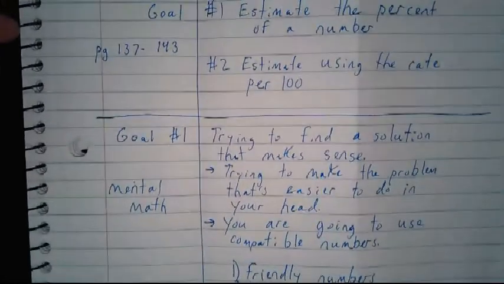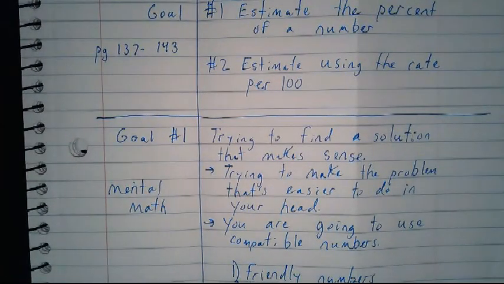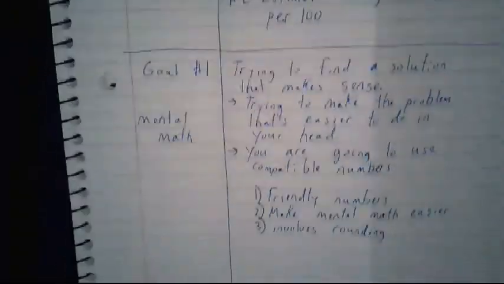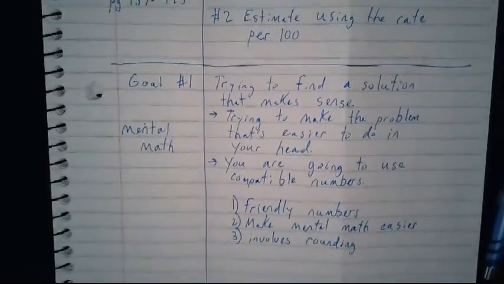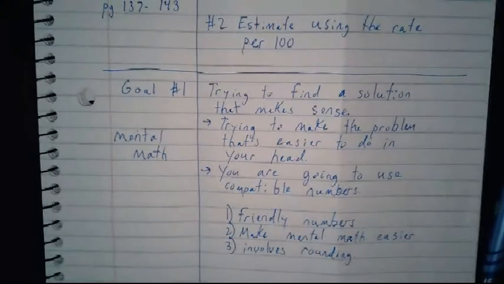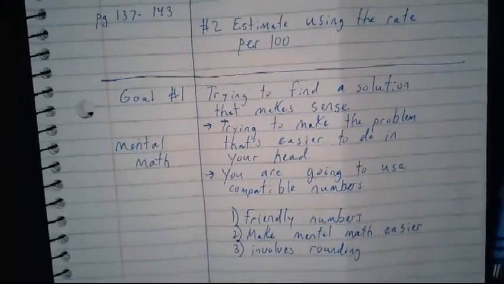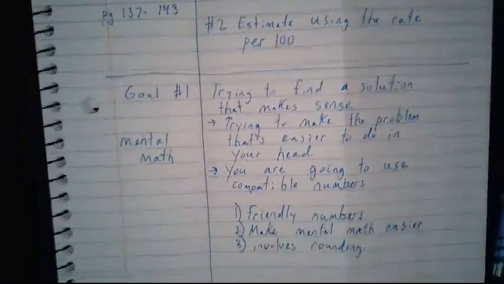Alright, goal number one, you're trying to find a solution that makes sense. You're trying to make the problem easier to do in your head, and you're going to use compatible numbers. Keep in mind, mental math, that's what you always want to be doing if you can. Compatible numbers, what's that? Friendly numbers, and what that does is make mental math easier. And it involves rounding. Numbers that end in 0, multiples of 10.